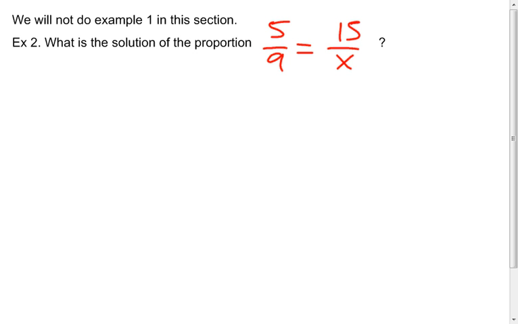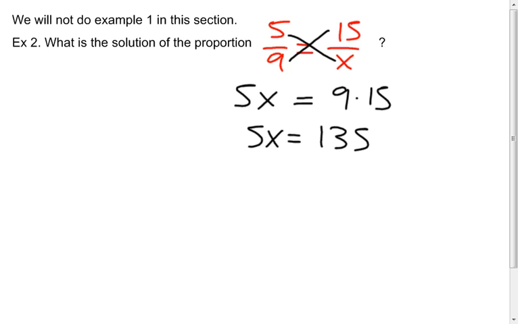Again, the key is multiplying diagonally. So we're going to multiply diagonally and do 5 times x and get 5x. We're going to multiply diagonally. We're going to do 9 times 15. The equal sign is going to stay in the middle. See how we get two lines crossing in the middle? That's why it's called cross products. So if we multiply this, we get that 5x equals 135.